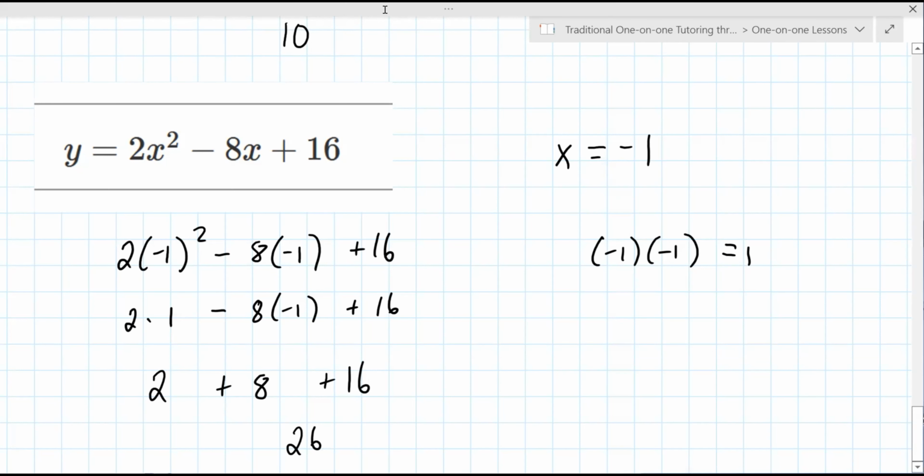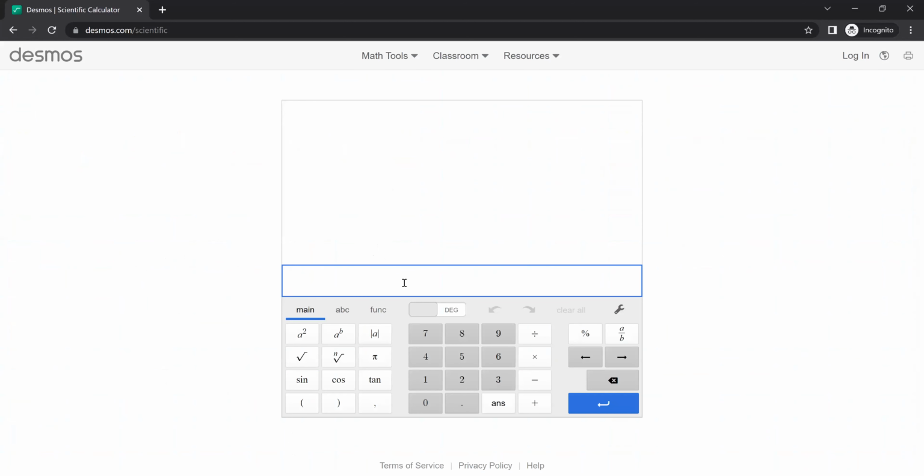Okay. Now I'm going to show you something here. I know you like using your phone. I mean, phones have so much potential. But unless you've got a Desmos Scientific on your phone, I'm going to tell you not to use it on your phone. But try something like this.